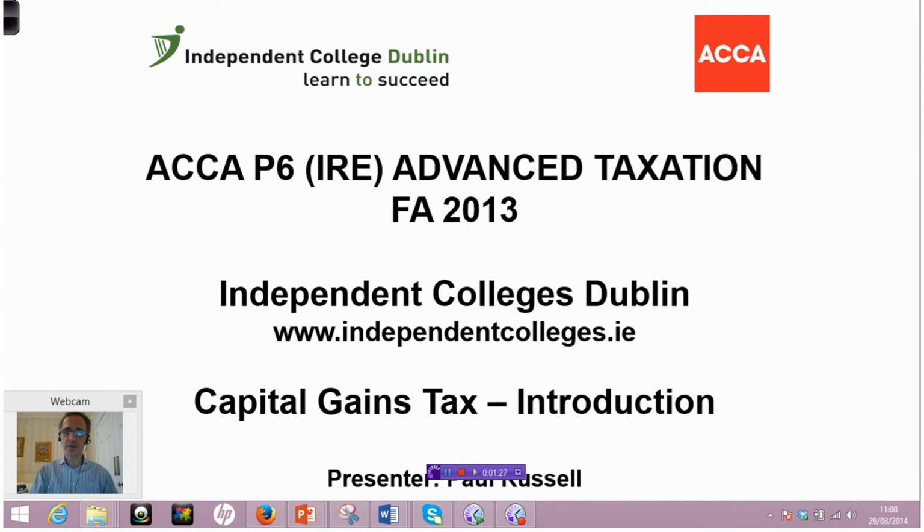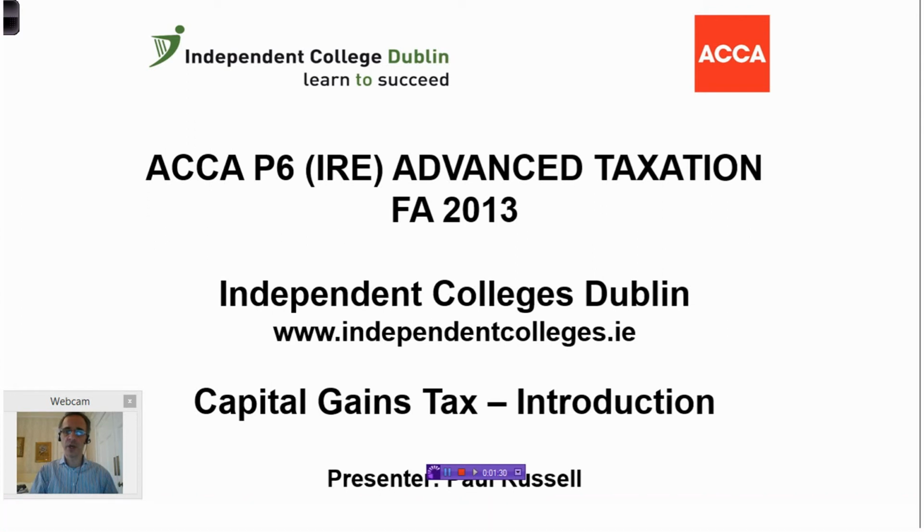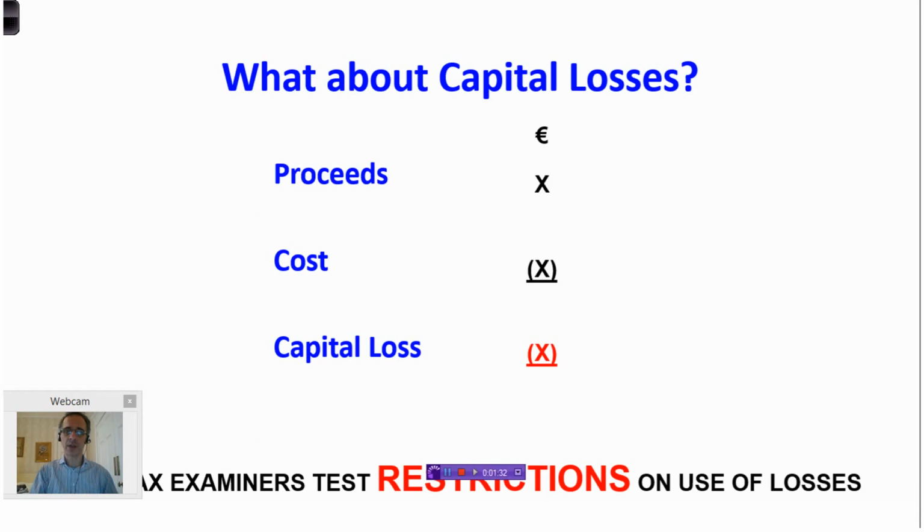In this first area of screencast 2, I'm going to talk about losses. Now, I mentioned these in the first screencast, and really what we're talking about here is a situation where the costs in the question outweigh the proceeds, and as a result of that we have a capital loss.